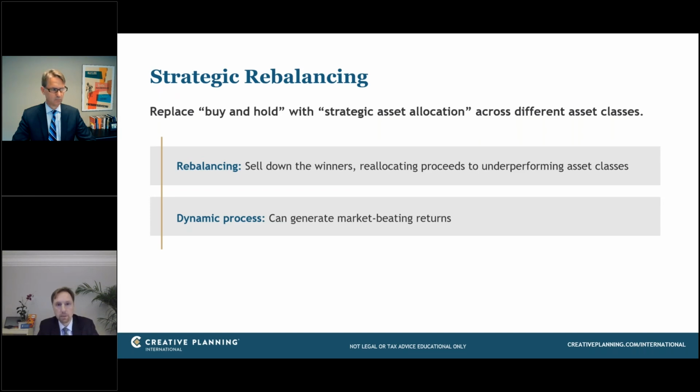Now, is this a time determined process? No. This is not, let's do it quarterly, semi-annually, annually. It's a dynamic process. It's market driven. So at Creative Planning, we're very fortunate to have a large trading team that's blessed with good trading systems, so they can monitor this on an ongoing basis.